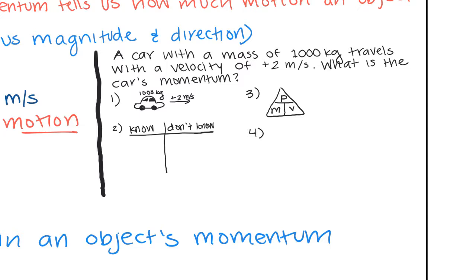So we know that the car's mass, I'm going to pick different colors here, we know from the problem that the mass is 1,000 kilograms. So I'm going to move on to step number 2 and write m is equal to 1,000 kilograms. We also know the velocity. The velocity, and I'm going to pick a different color.